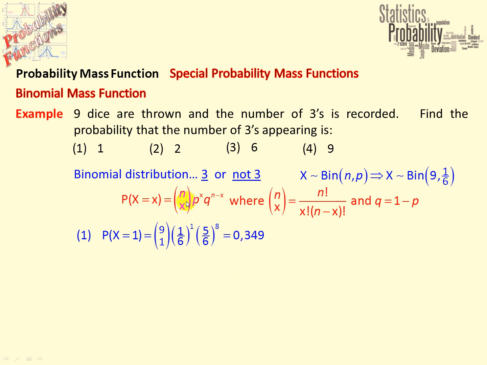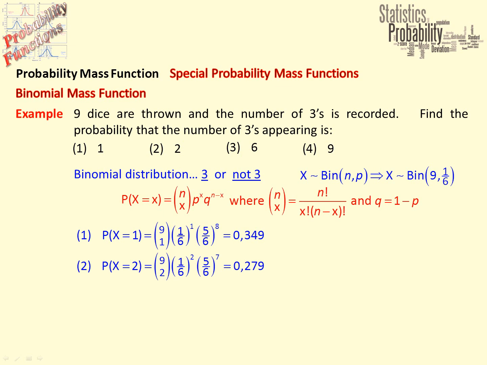There we are. nx, so 9, 1, and that becomes 9 factorial over 1 factorial, 8 factorial. There's your p, there's your q, which is 1 minus p. 1, because we're looking at the probability of getting 1. And there's the calculation. There's the probability of 2, same formula.